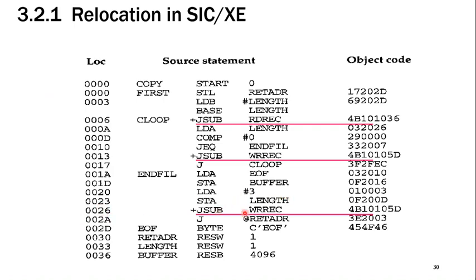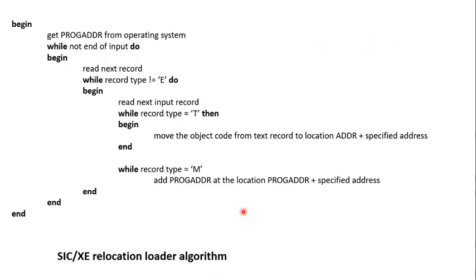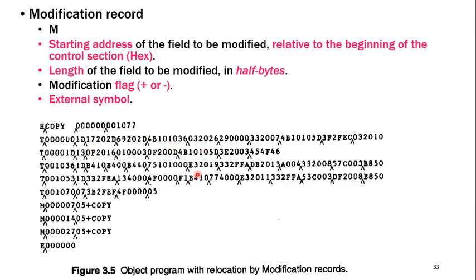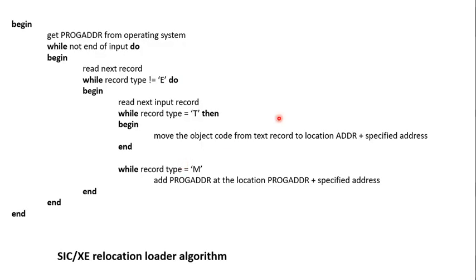So it has to be loaded at 1026. That is what it says here: from the text record, you keep pushing these object codes into the main memory where they have to be loaded. It is the program address plus the specified address, so you need to keep loading into it.